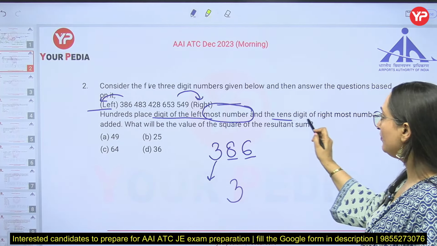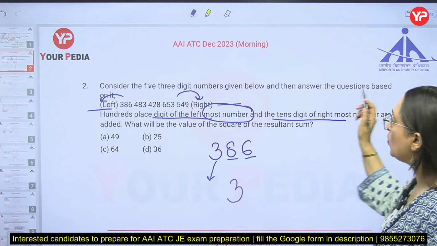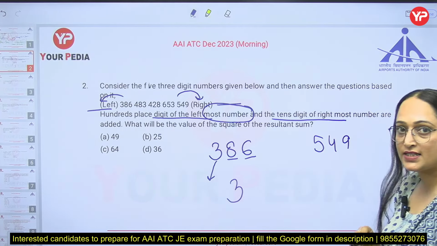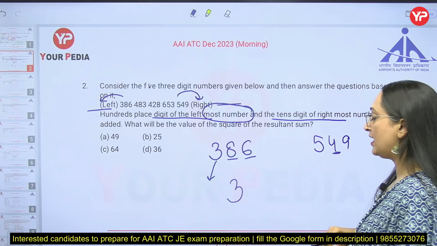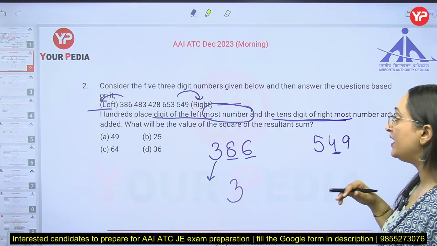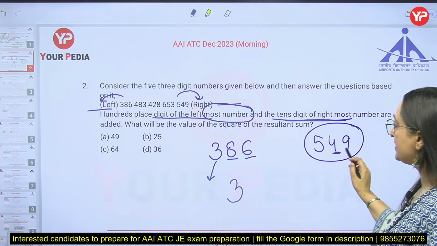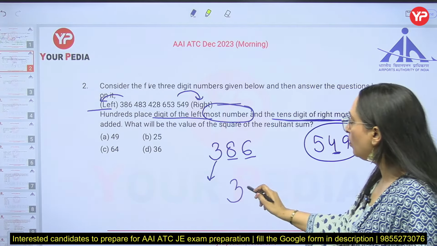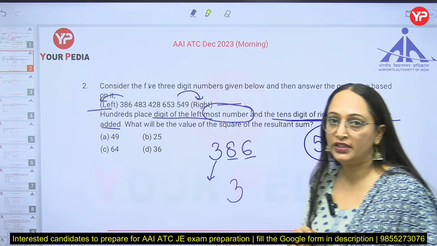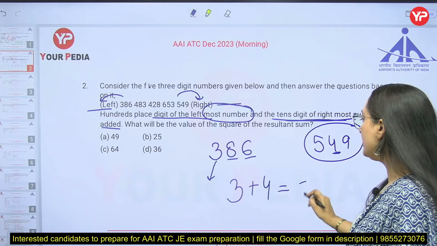Next, the tens place digit of the rightmost number. So 549 is the rightmost number, and 4 is the tens place digit of this number 549. Then he is saying that add both the numbers with each other, and we get 7.